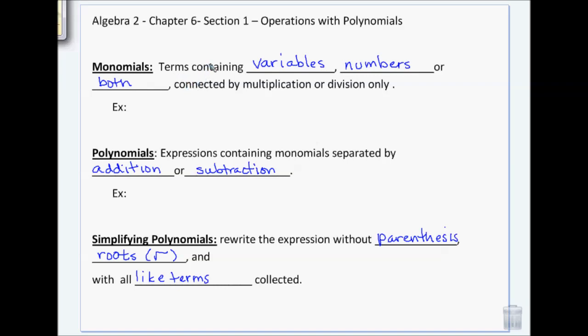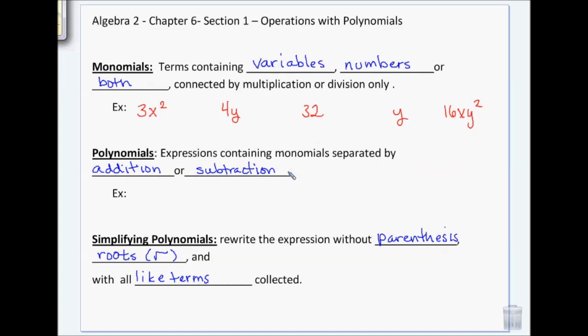Polynomial is a term that contains variables, numbers, or a combination of both, connected by multiplication or division only. So you guys are familiar with monomials. You've seen them all the time. That's a monomial. Anything by itself, like any number or letter by itself, is a monomial, or any combination of letters and numbers connected by multiplication and division.